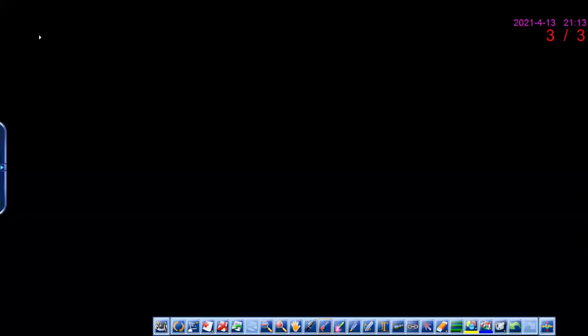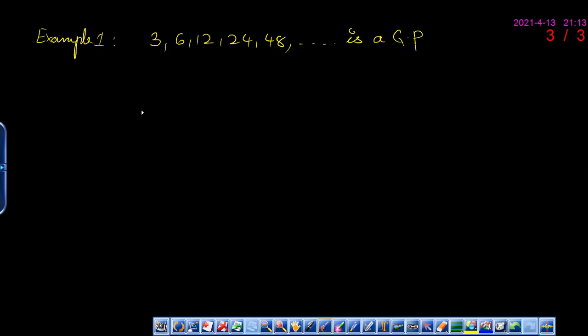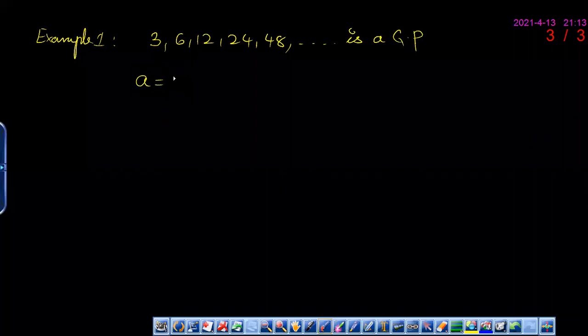Now let us take one example. Example 1: to find the common ratio of the given series 3, 6, 12, 24, 48, and so on, which is a GP. In the problem it is given that it is a GP. Can you tell me the first term? 3 is the first term, so A is equal to 3.